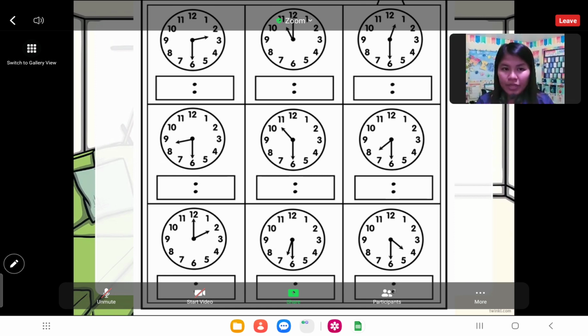Where is the arrow pointing at? Is it 2 or 3? Remember, we will always start at 1. The shorter arrow is pointing at, it is between 2 and 3.